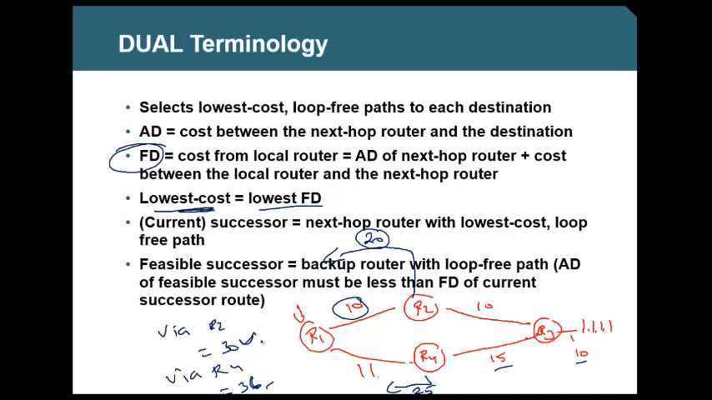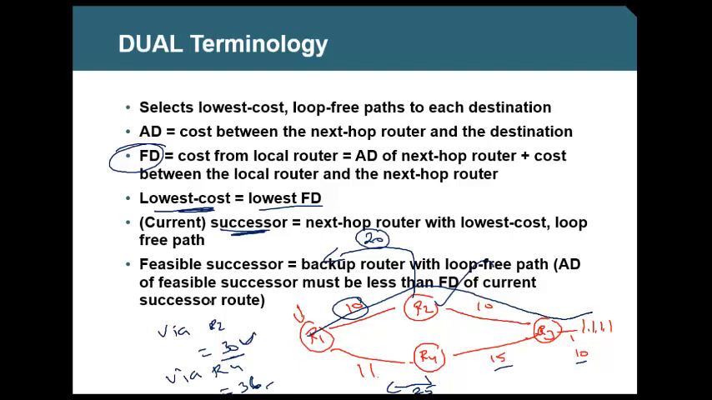In another word, 30 is the metric of successor. So the one whose metric is lower is the successor route. So this is the elected path, the primary path, the successor route. Why it is successor route? Because that has got the feasible distance. What is feasible distance? The low cost path metric is feasible distance.